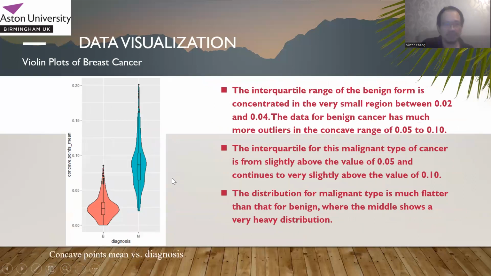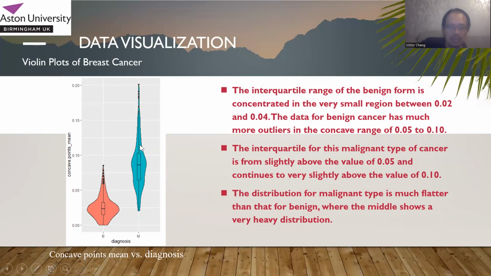In terms of the concave points mean versus diagnosis, the interquartile range of the benign form is concentrated in a very small region between 0.02 and 0.04. As you can see here, most of them are here. And the data for the benign cancer has many more outliers in the concave range of 0.05 and 0.1. The interquartile range for the malignant type of cancer is from slightly above the value of 0.05 and continues to slightly above the value of 0.1.